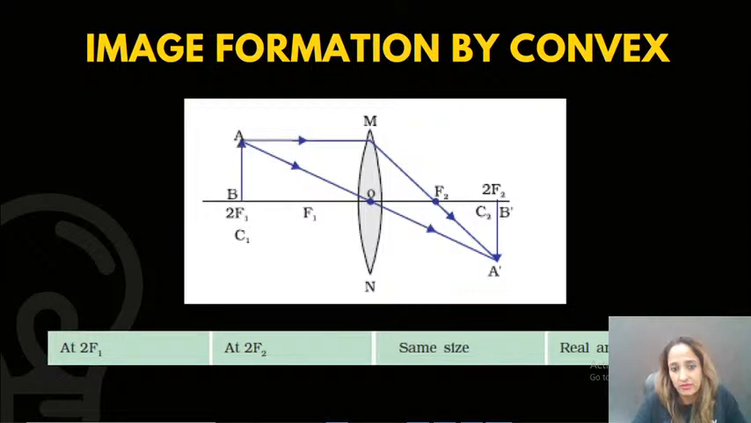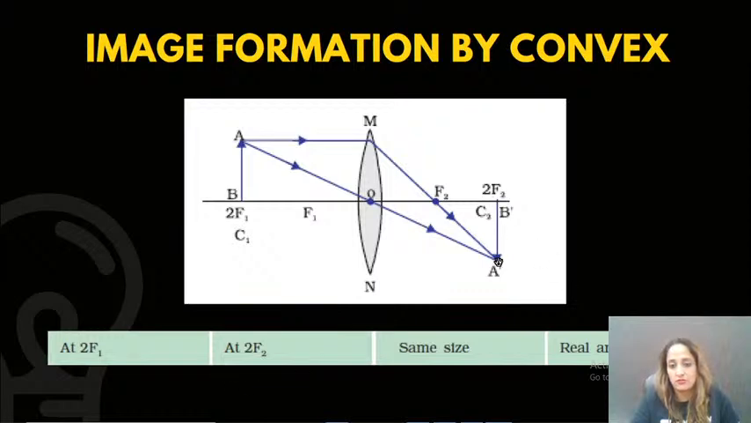What 2 rays are we having here? The one passing through the optical center and another one which is parallel to the principal axis. After refraction, it passes through the principal focus, and the image formed is an inverted image. And where is this image formed? This image is formed at 2F2.